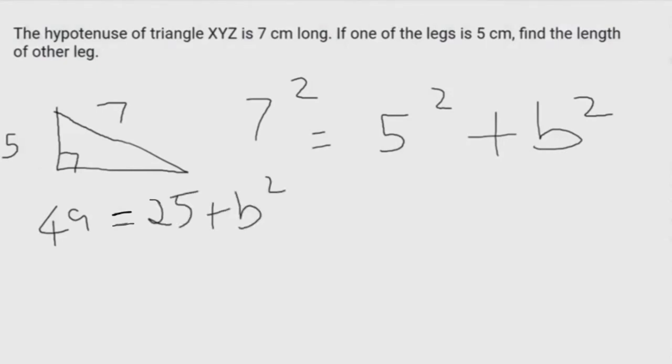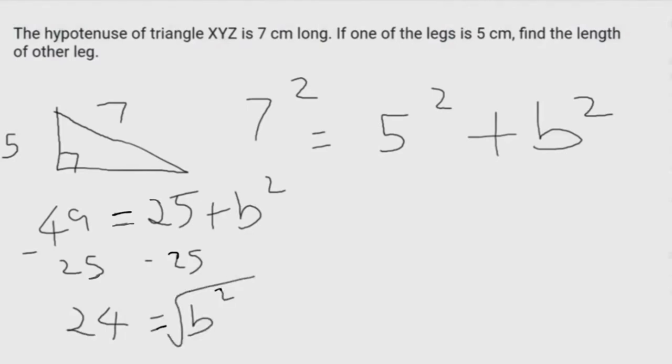I'm sorry about my handwriting. And we're going to subtract 25 to get all the constants on one side. That gives us 24 equals b squared. And we're going to square root. So b equals the square root of 24, because since 24 isn't a perfect square, we're going to leave it like this, but we're going to simplify it.